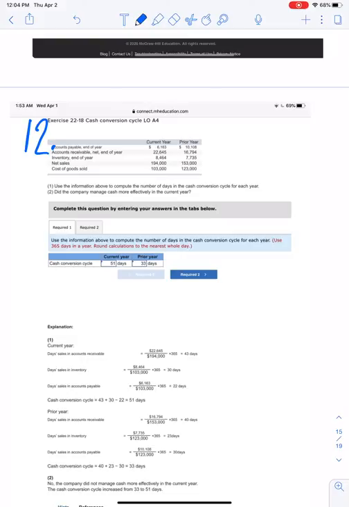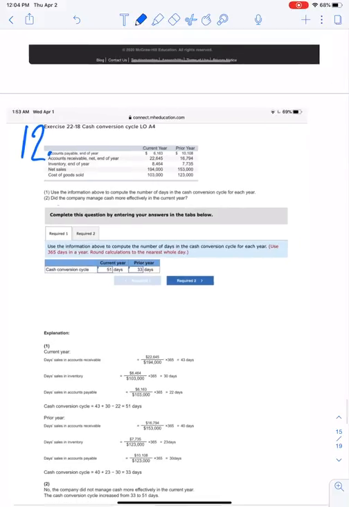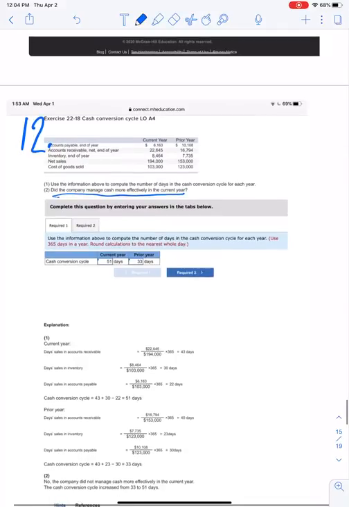What it tells us here is, one, we want to compute that, but then two, we want to answer this question: did the company manage cash more effectively in the current year? Okay, so let's see. Well, what is the cash conversion cycle? That's probably the best place to start.